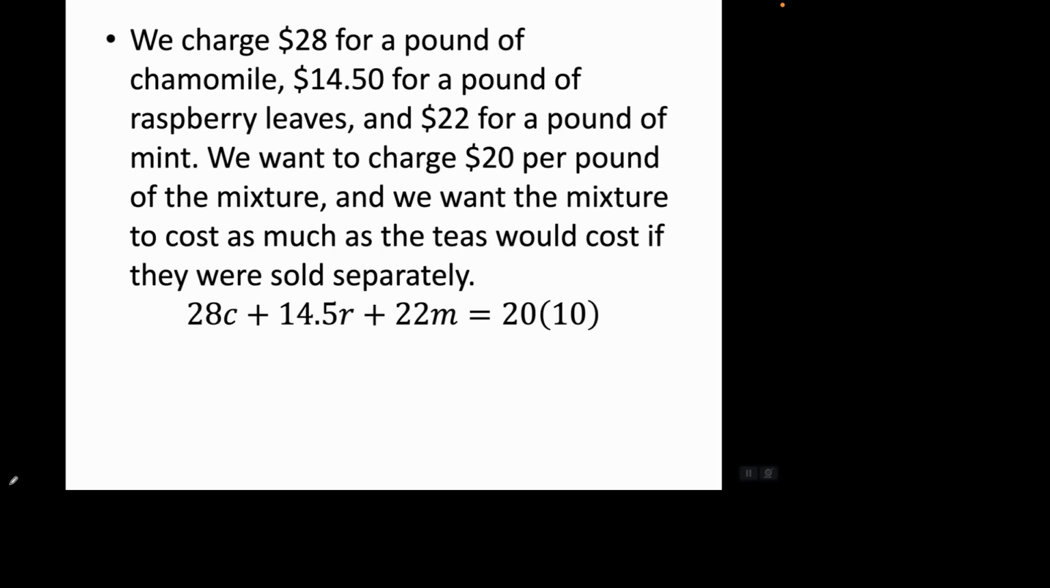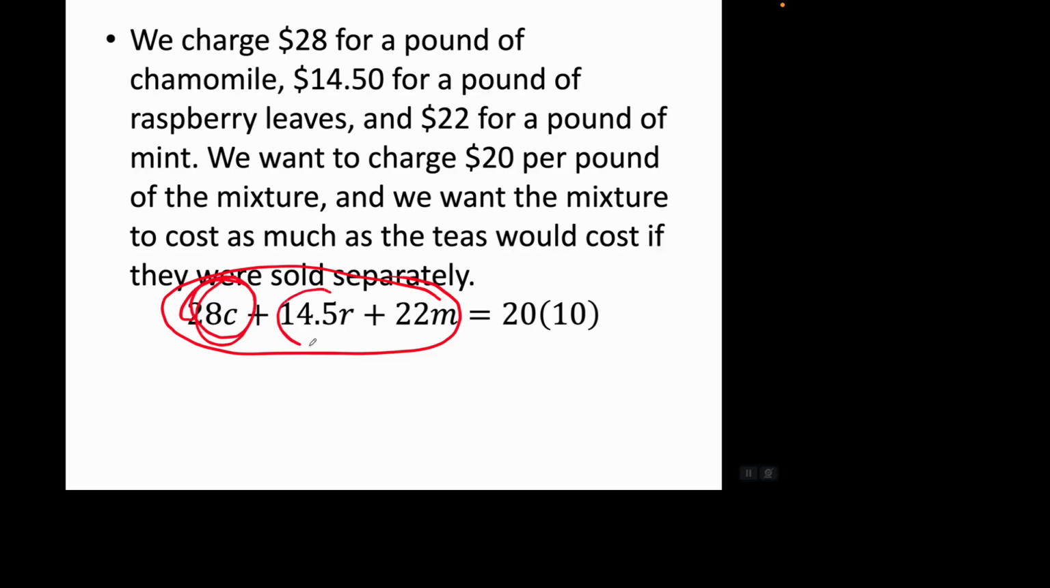We charge $28 for a pound of chamomile, $14.50 for a pound of raspberry leaves, and $22 for a pound of mint. We want to charge $20 per pound of the mixture. We want the mixture to cost as much as the teas would cost if they were sold separately. So this is the cost of the teas if they are sold separately. We have C pounds of chamomile, and it sells for $28 a pound. So we're going to charge 28C for the chamomile that's in the mixture.